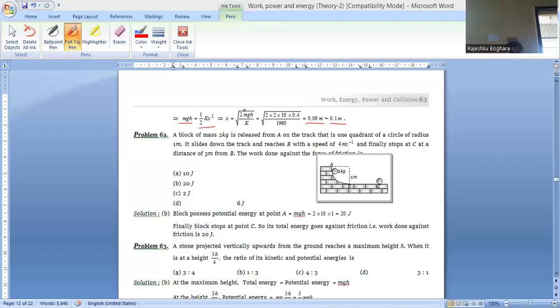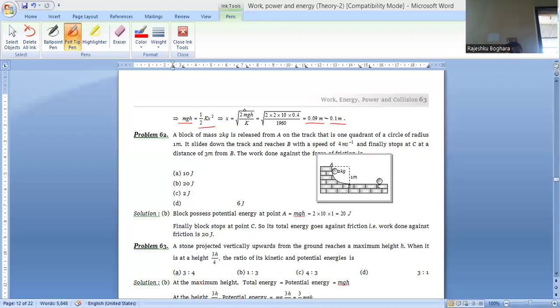Friction of the road is 9% of its weight. That of air is 1% of its weight. So how much is the total? 9 plus 1, 10% friction. So total frictional force is 10% of weight. What is the power of the engine?